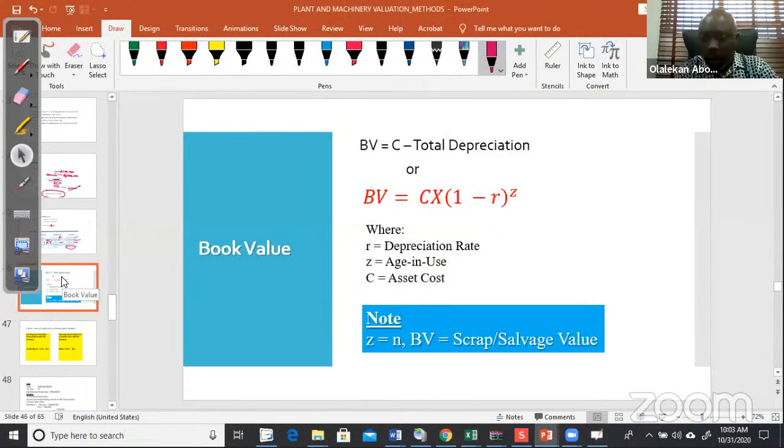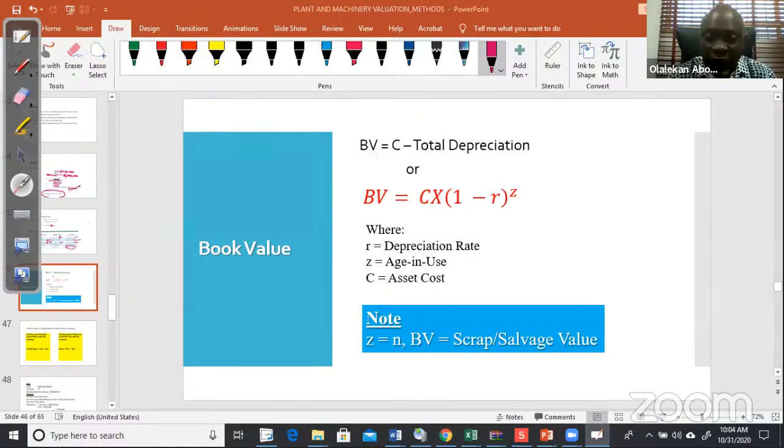Now, this is book value. Recall that your book value is what? Cost minus total depreciation, or cost minus accumulated depreciation, as I corrected my noble colleagues the other time. That is book value, right? That is book value, which is this. But apart from this process, you have another process by formula to determine book value under the reducing balance method.